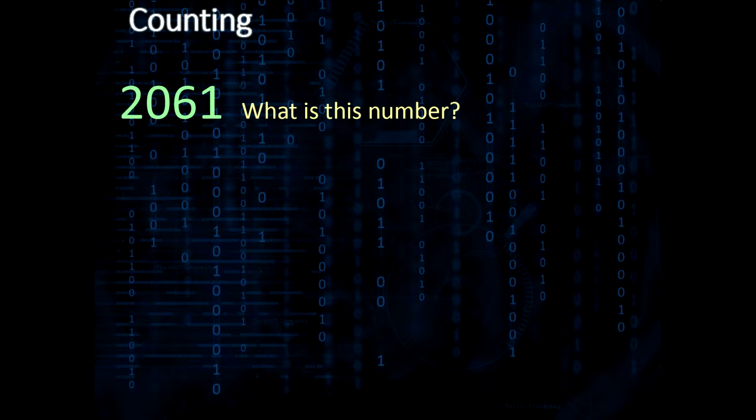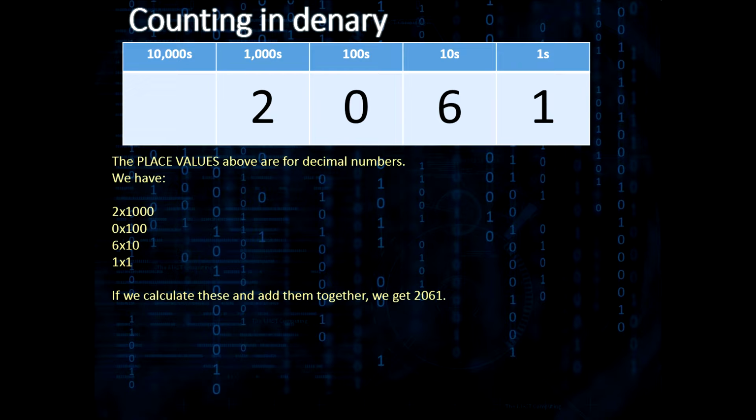If we look at a number like this, 2061, we can all read that, but that's not something that we've always been able to do. So when you first learn mathematics, that's a very large and difficult number, and you've got to then break that down. So we break these numbers down using place values. So our place values: ones, tens, hundreds, thousands, tens of thousands. What we're doing with these is actually saying we've got 2 thousands, so 2 times 1,000, 0 hundreds, 0 times 100, 6 tens, and 1 one. If we calculate those and add them together, we get 2061.